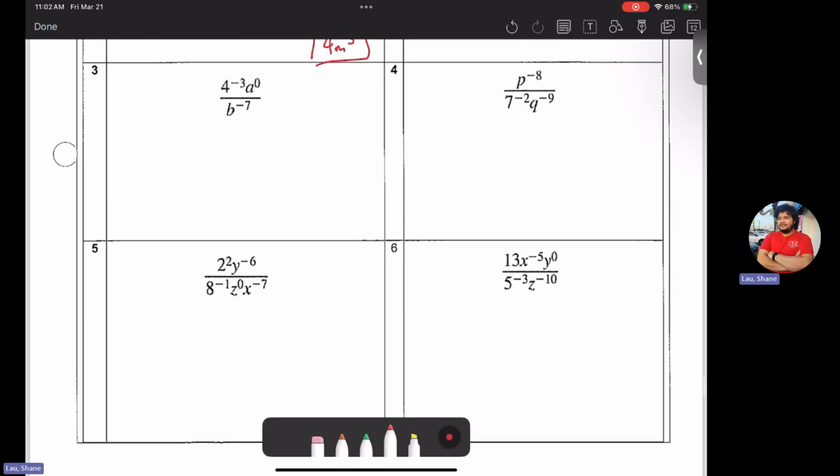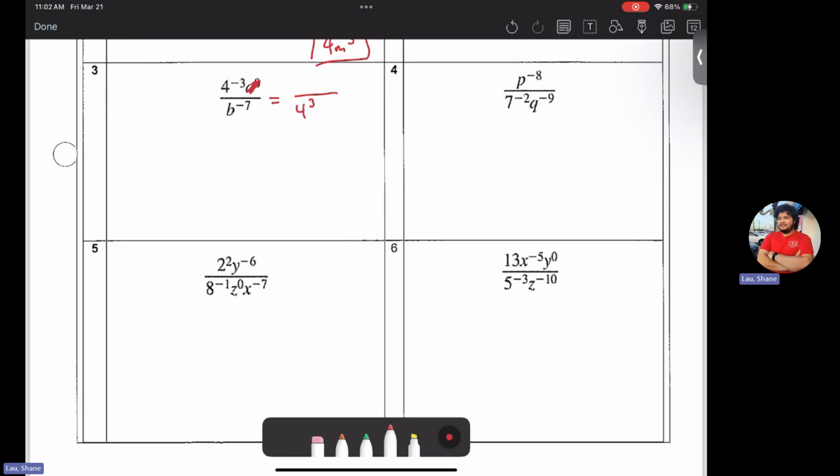Moving forward, I see I have a number 3, 4 to the -3rd power. I need to change it to put it in my denominator. So I'm going to say, well, 4 to the 3rd power. I see I have a to the 0th power. That is just going to be 1. I can cross that out. That's pretty much done and over with.